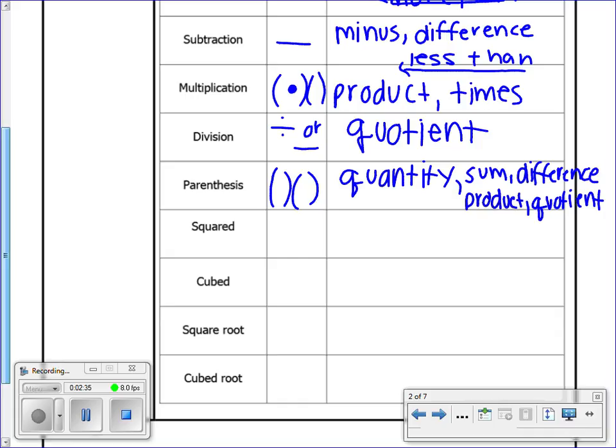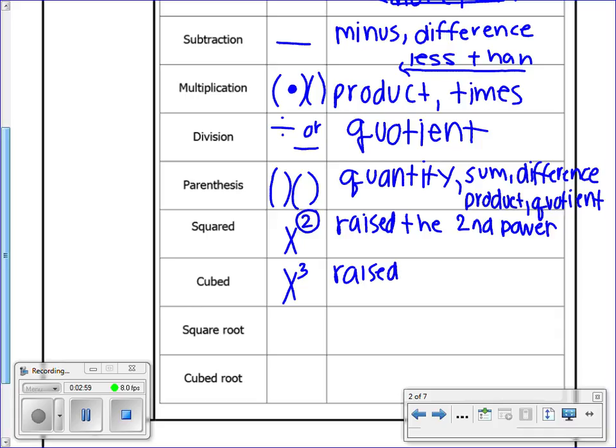Squared is when we take something to the second power. So squared is when you have an exponent of 2. And you can say raised to the second power. Cubed is something raised to the power of 3. So you, again, could say raised to the third power.